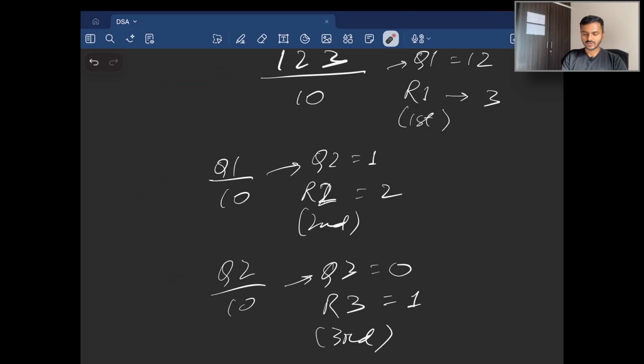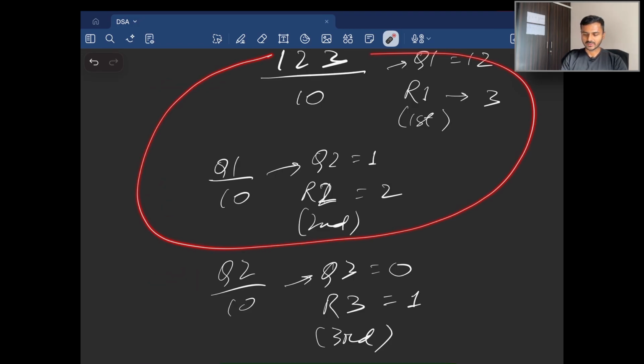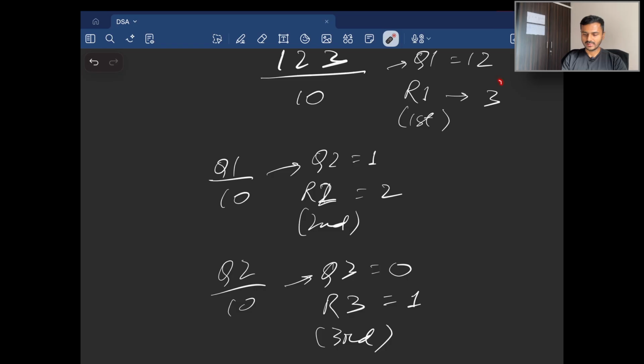Or we can actually stop after the second division, because the first division will give us the last digit and the remaining 2-digit number. Now, once we divide this 2-digit number, the quotient will give us the first digit of the original number, and the remainder will give us the second digit of the original number.